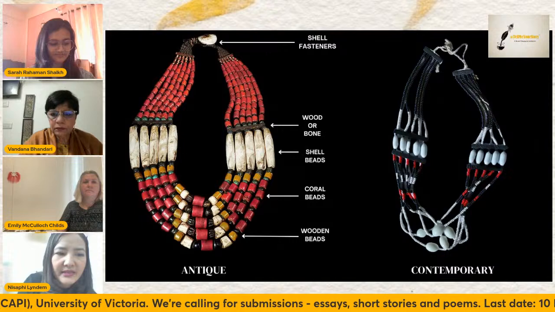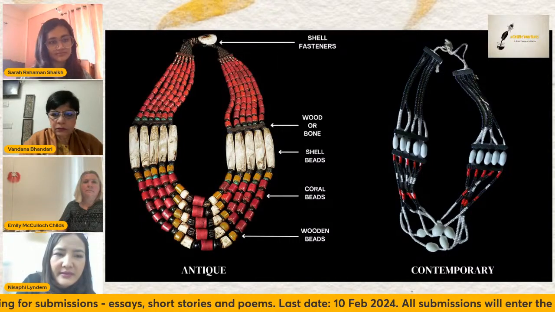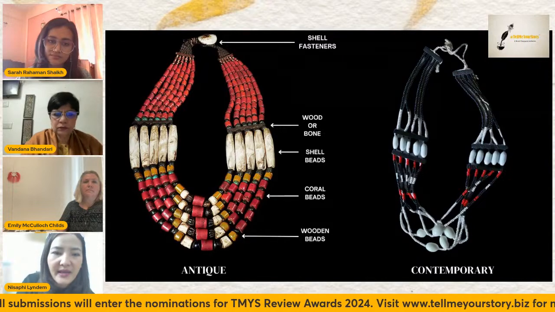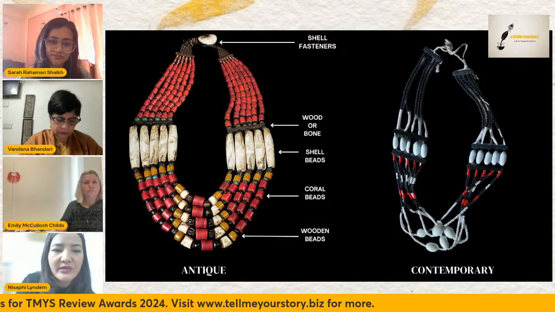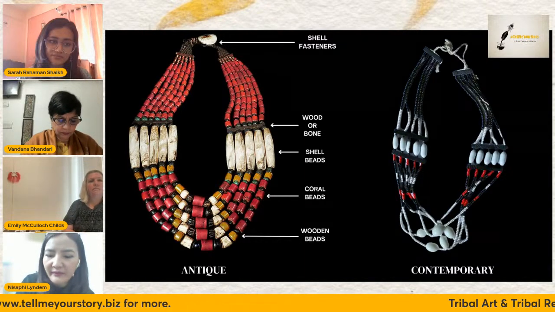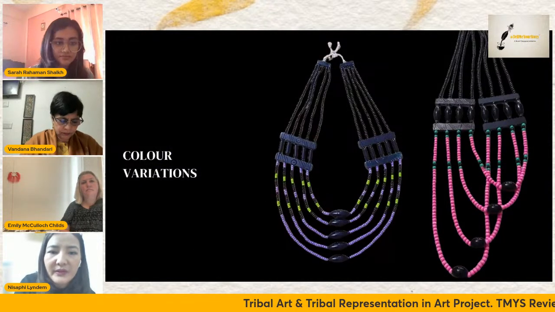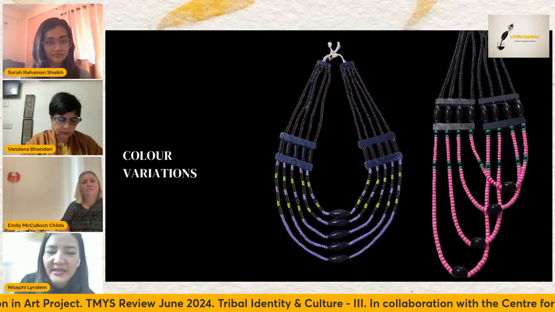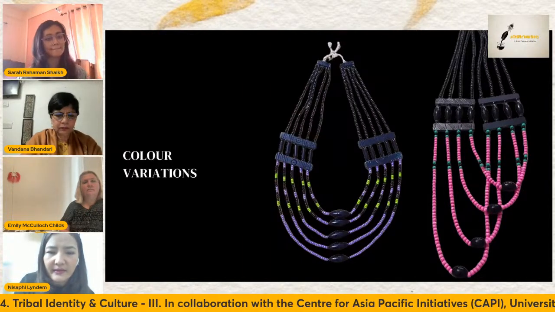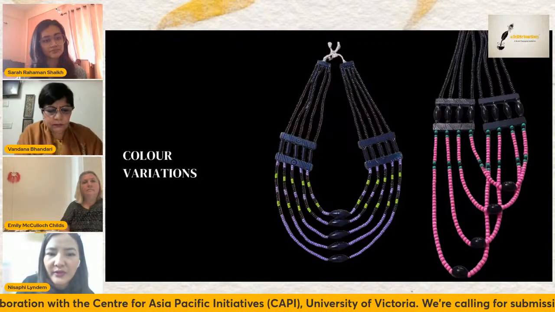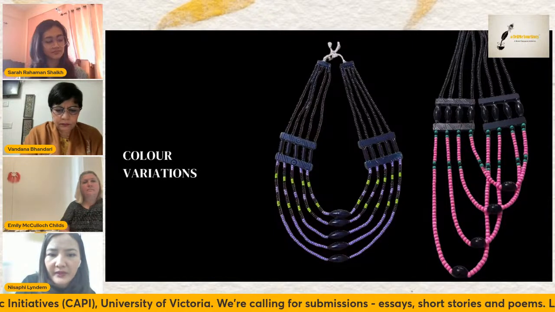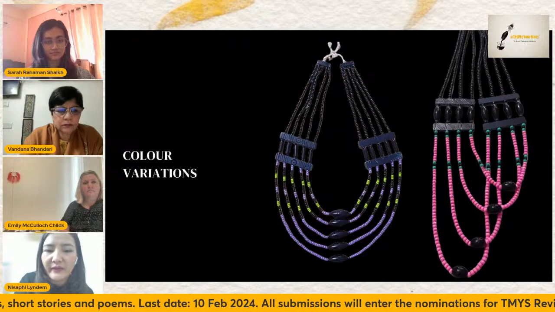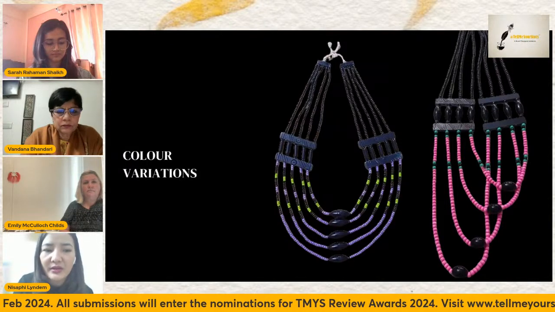Again, another example of an antique necklace that was worn by women in the past. You can see in the right side that the contemporary version only has plastic beads, plastic separators, and some cotton threads. While in the older version, they would use even wood separators, wooden beads, and shell fasteners. So even for jewelry such as these, these days people would make them in a way that they're inspired by their traditional textiles. So if you look at these two necklaces, the purple and the pink were textiles that did not really exist in the past, but now because they have started weaving these sort of color combinations, this is again translated into these ornaments.